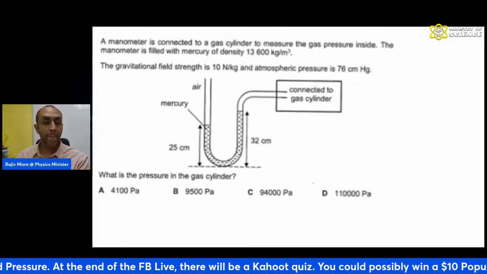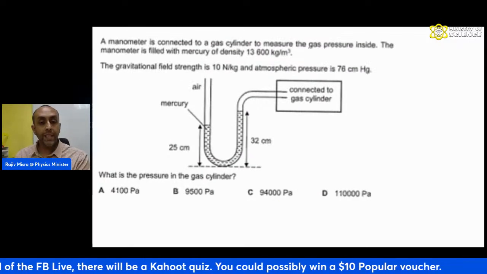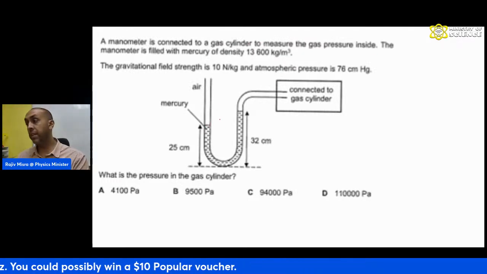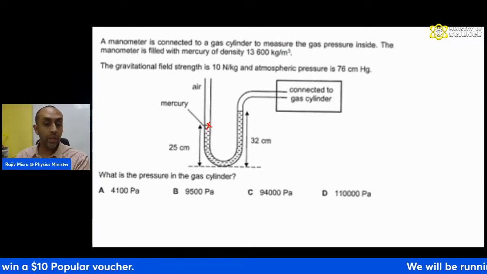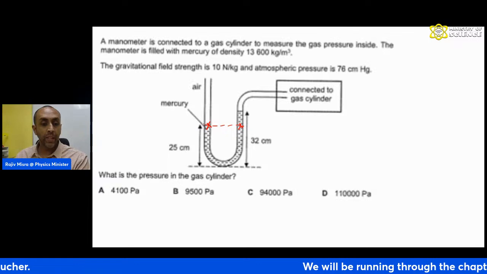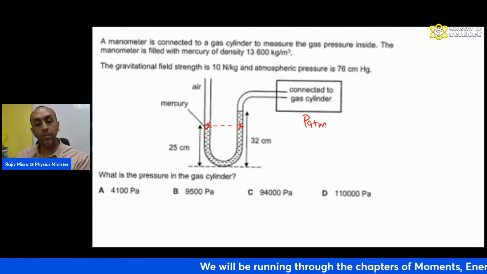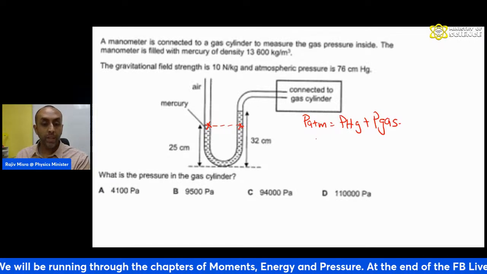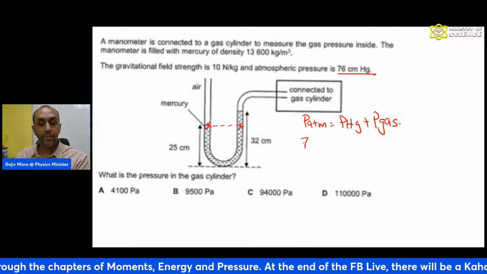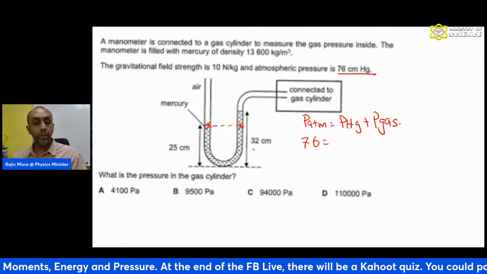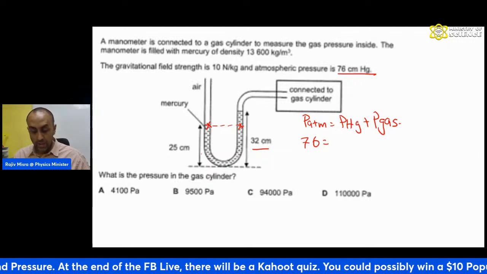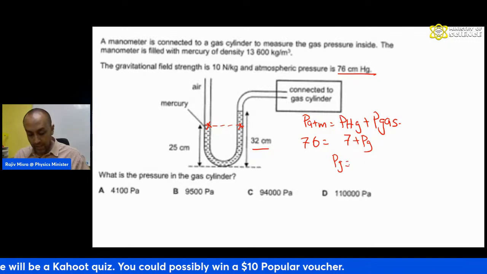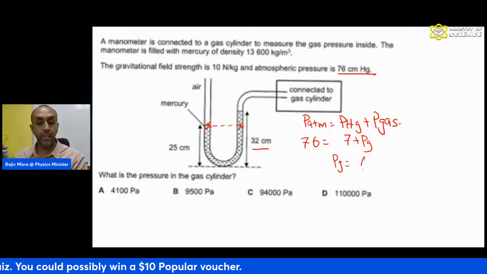Just take note. A manometer is connected to a gas cylinder to measure gas pressure inside. So always for this type of question, what's very, very important to note is you are looking for the lower point. So here the pressure of atmosphere equals the pressure of mercury plus the pressure of gas. Pressure of atmosphere they say is 76. Mercury is going to be 32 minus 25. So your answer is 7. And pressure of gas is 76 minus 7 is 69 cmHg.